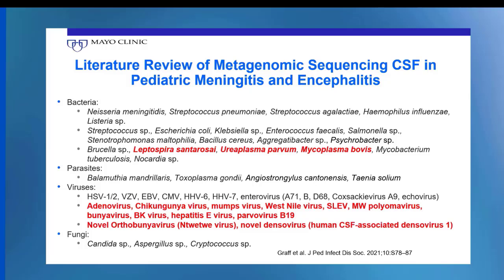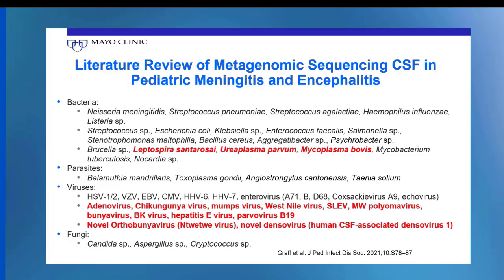This was another study published 3 years ago that was a literature review of metagenomic sequencing of spinal fluid in pediatric patients with meningitis and encephalitis. And I think it's helpful too to look at what was found across this literature review. I highlighted in red some of the organisms that might be a little bit surprising, or some that you might expect to find with this kind of test that you wouldn't necessarily find with routine diagnostics. Although, we can argue about which ones those might be.